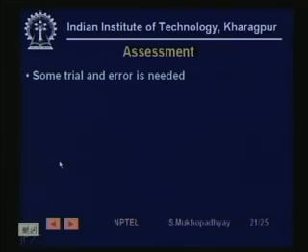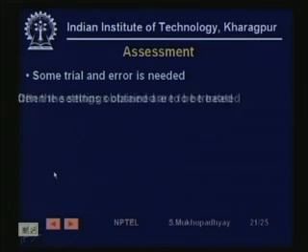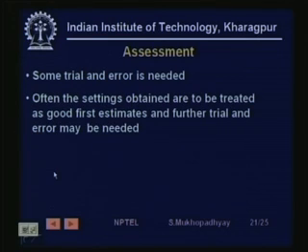So what is the assessment of these closed loop methods? Some trial and error is needed, and as I have already told, the settings obtained are to be treated as good first estimates. Around those, you may like to tune a little bit and see whether you are getting still better performance, and then you should select those values.